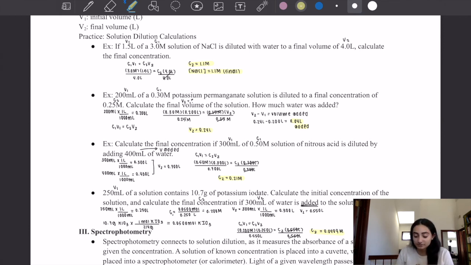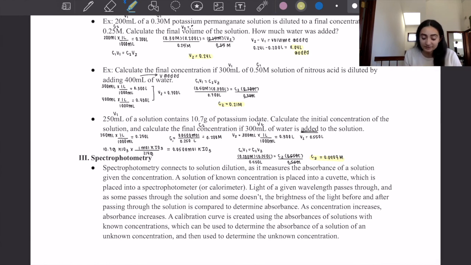So now I'm going to do a quick description of spectrophotometry, which is something used in chemistry to measure the absorbance of a solution. To do this, you place a solution of a known concentration into a cuvette, and then that is placed into a spectrophotometer where light passes through it. Basically, as the concentration of the solution increases, the absorbance increases because the solution is able to take in more light. So you use your absorbances to create a calibration curve.